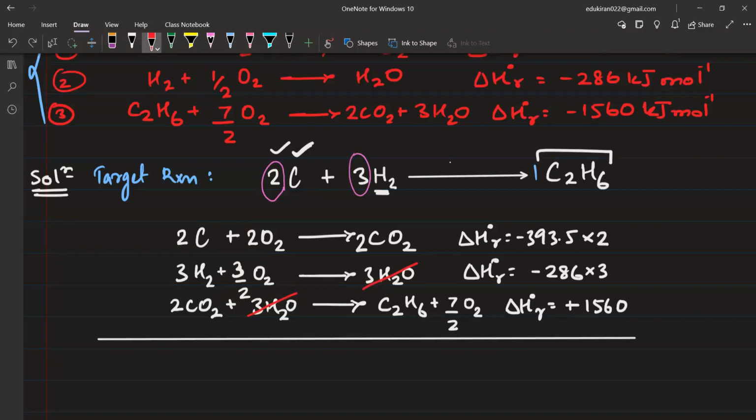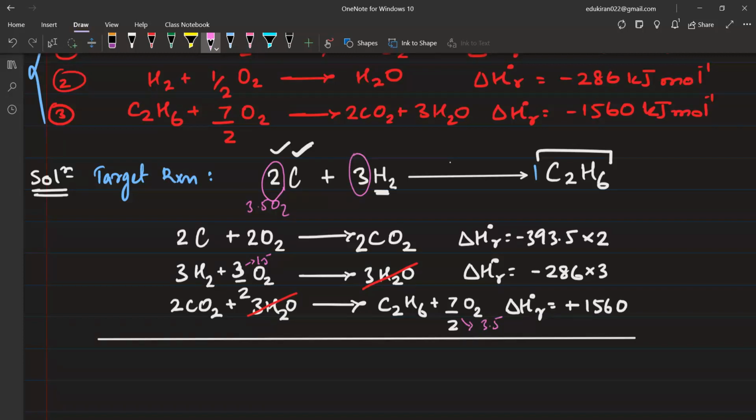What is the value? 3 by 2 I can write as 1.5. So we have 1.5 O2 here and 2 O2 here, so total will be how much? 3.5 of O2 in the reactant. ठीक है, and what is this 7 by 2? This is also 3.5 O2.